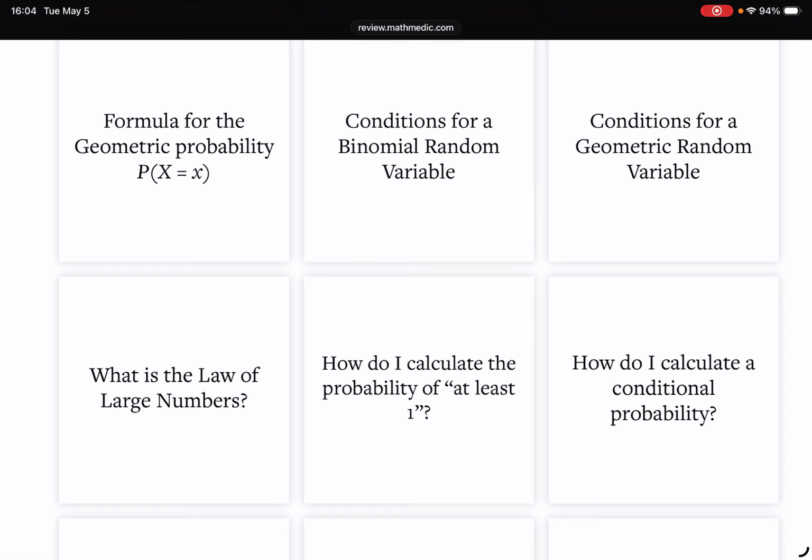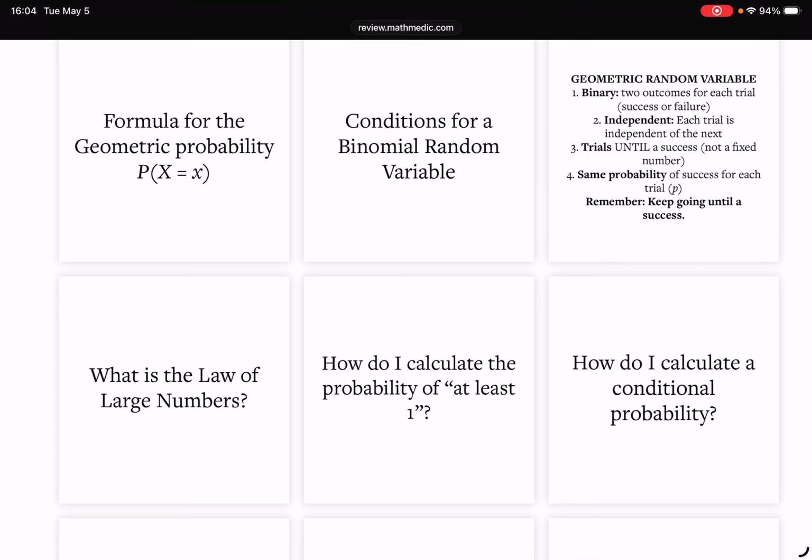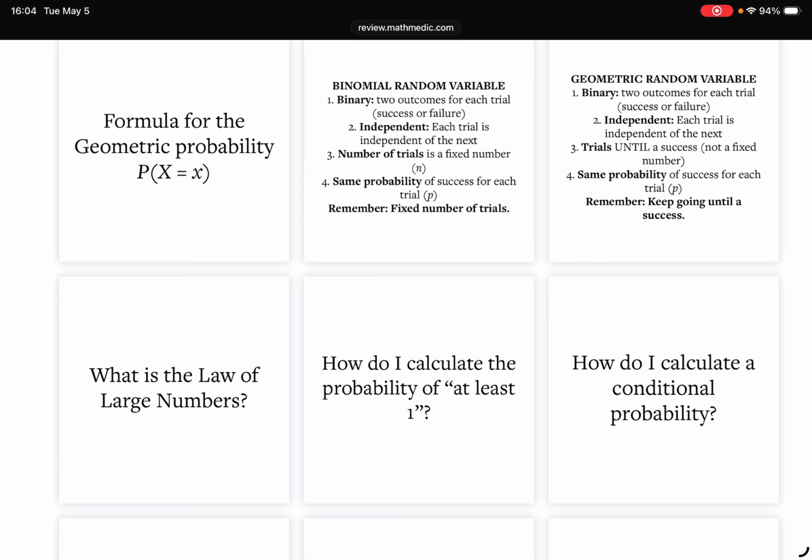Okay, next, conditions for a geometric random variable. Okay, this one is BITS. Remember, for binomial random, it's BINS. For geometric, it's BITS: binary, independent, trials, and same probability. So the only difference here is that instead of number of trials that are fixed, so we're going to do this for 5 trials and stop, we're going to do these trials until we get a success. So that means that trials could be 2 trials, 5 trials, 1,000 trials, how many it takes to get a success. That's the difference between binomial and geometric.